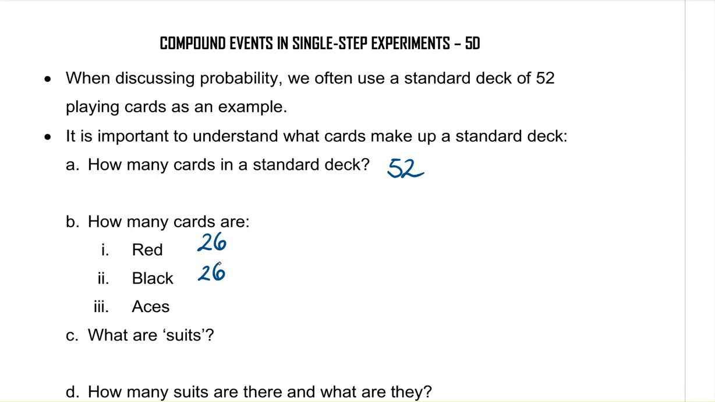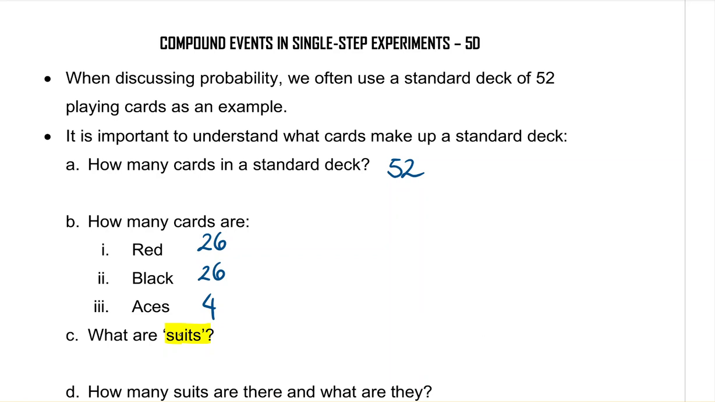Part C says how many aces. Aces are the A that you see here, and there is 1 in each row, so that makes 4. 4 aces altogether. Now, when you play cards, you'll sometimes hear this word, suits. The suits in your pack of cards, they are the different symbols that are on the cards.